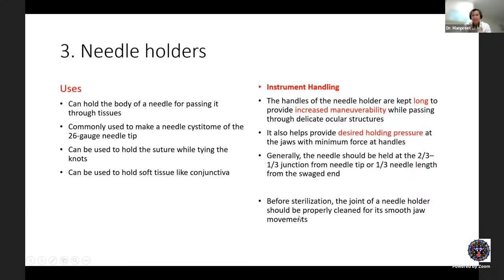And instrument handling is very important. The handles of the needle holder are kept long to provide increased maneuverability while passing through delicate ocular structures. It also helps provide the desired holding pressure at the jaws with minimum force at the handles. And generally the rule is that the needle should be held at the 2/3 and 1/3 junction. From that, you try to hold the needle. And for spatulated needles, they have a cut section of a kind of rectangle, so it will not slip. A round bodied needle may rotate. A spatulated needle will not rotate.